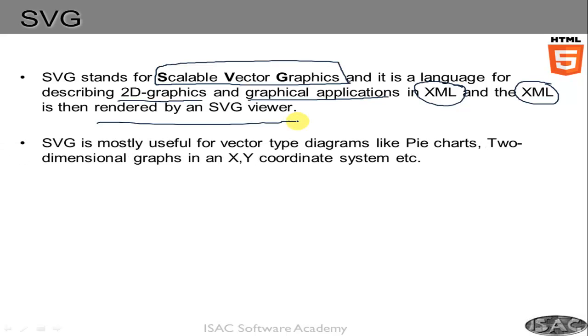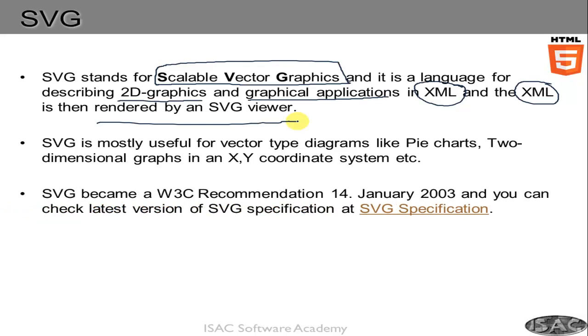Now SVG is mostly useful for vector type diagrams like pie charts, two-dimensional graphs in an XY coordinate system, etc. SVG became a W3C recommendation a long time back in 2003, and it has been there in HTML versions 3 and 4 as well, but now in HTML5 it has been included as well.